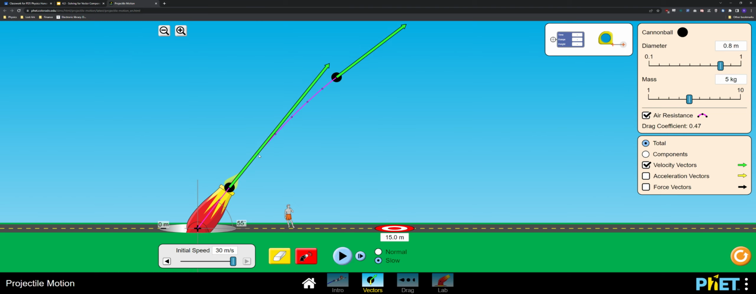And you see here this green line, this green vector. Well, what is this vector? This vector represents the velocity of the object as it goes into the air. So this is my velocity vector, and this is my total velocity. This is my launch velocity.